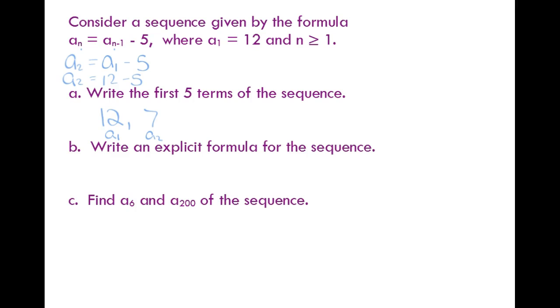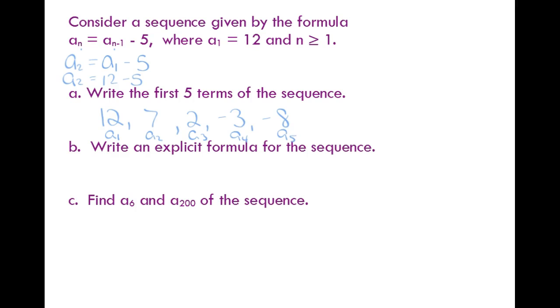And once you get rolling, you do not need to do that every time. You just know that from now on, I just keep taking away 5. So this is 2, then negative 3, and then negative 8. And there we go. There's the first 5 terms of the sequence. And I know a of 1, a of 2, a of 3, a of 4, and a of 5.